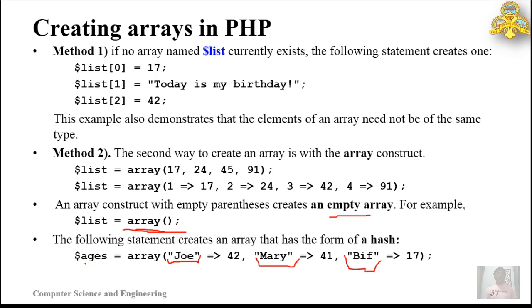Here is ages, and there are three elements, key value. So Joey is the key, and its related value is 42. Likewise, Mary is the key and its related value is 41. And Biff is the key and its related value is 17.